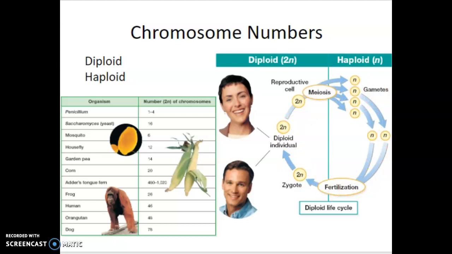Final note on chromosome numbers, different species have different numbers of chromosomes. Humans have 23 pairs of chromosomes, that's 2 of each, so a total of 46 chromosomes. Orangutans have 48, dogs 78. Species have their own number of chromosomes. Obviously, there's going to be potential for two different species to have the same number of chromosomes, but all members of the same species have the same number of chromosomes.